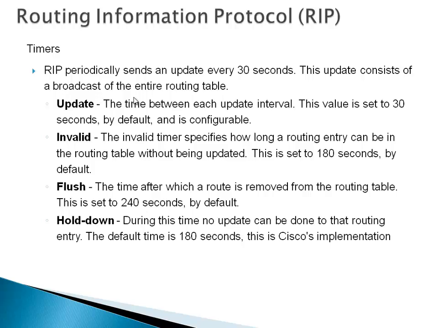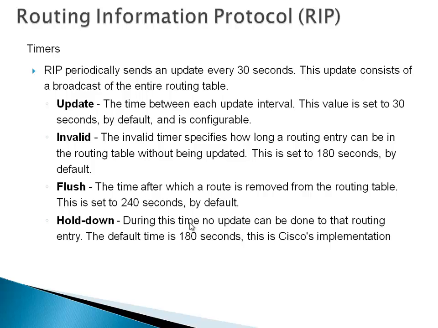Now, if you get an update in 30 seconds, then you don't hear an update for 3 minutes, you put that route in invalid because you haven't heard that update. But if a packet wants to go to that network that's in an invalid state, the router will still send it there, even though you haven't got an update for it. After this period, you will remove the route from the table, and you will not send any more packets that way.